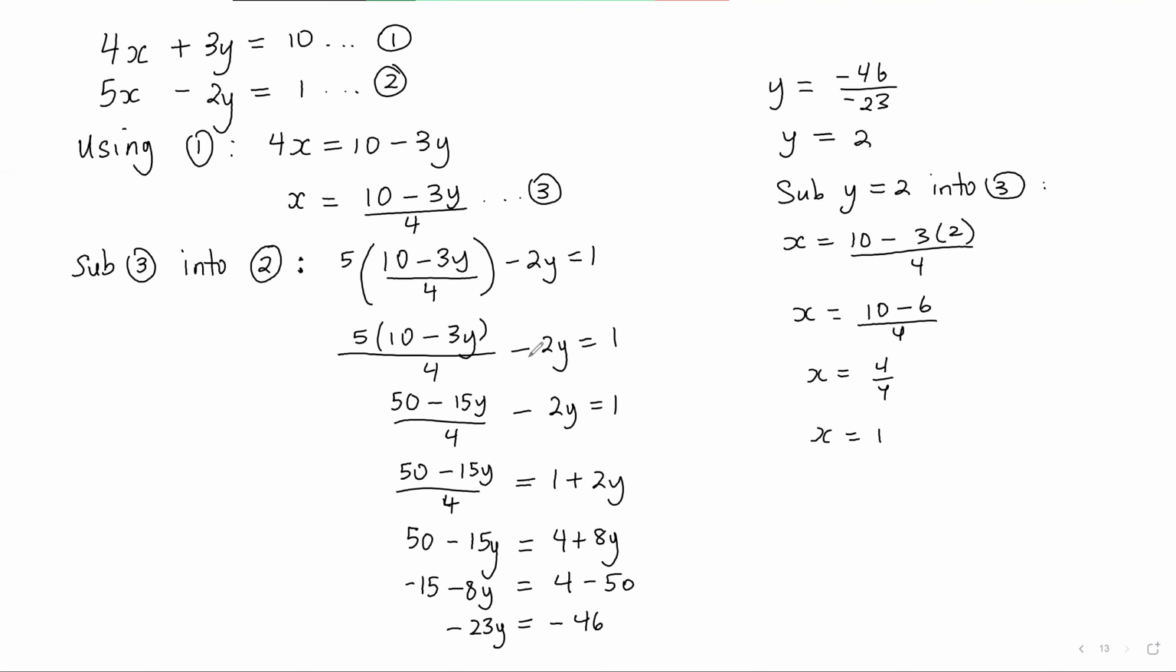And this is not the only way that you could have solved this equation, by the way. You could have solved it in a different way as well. You're still going to end up with x is 1 and y is 2.